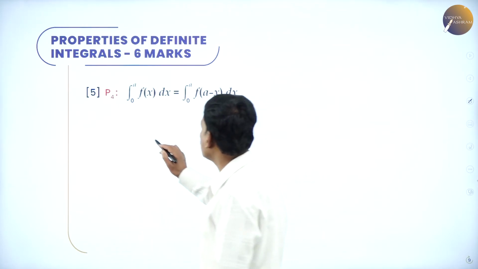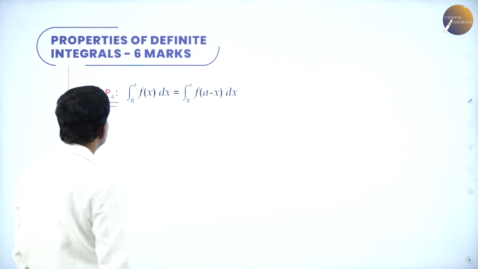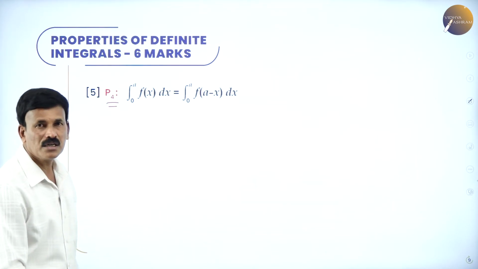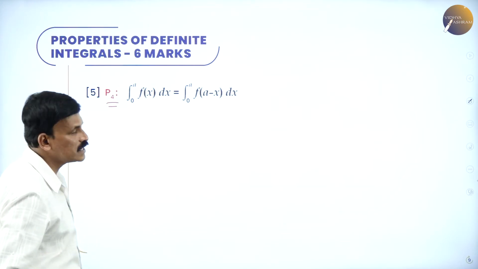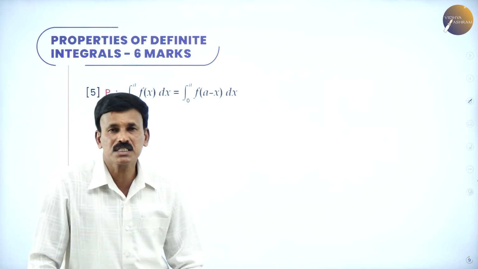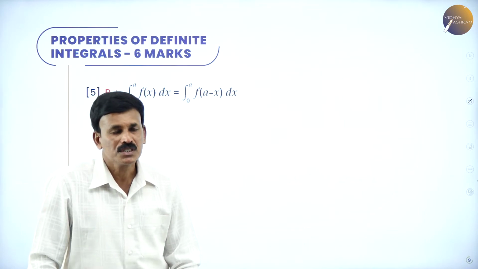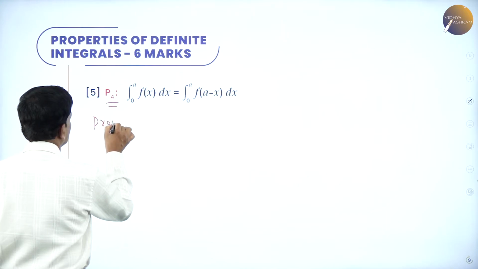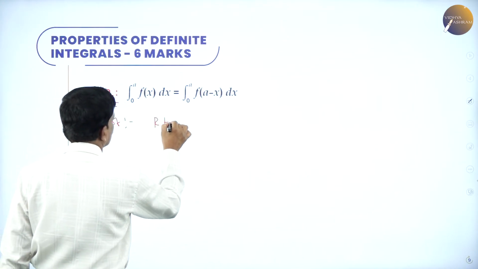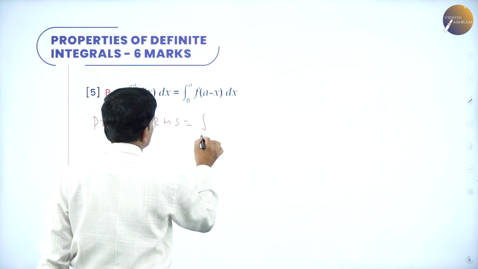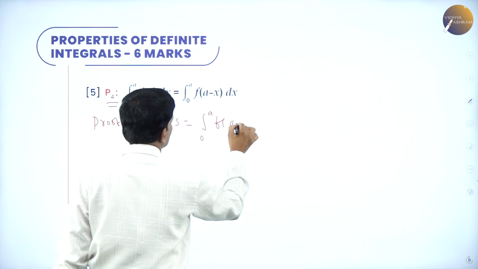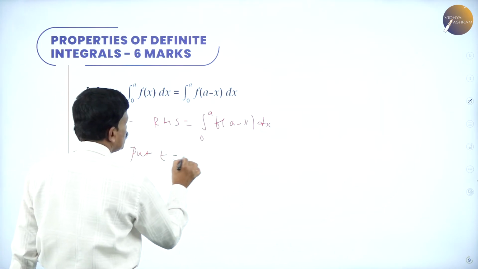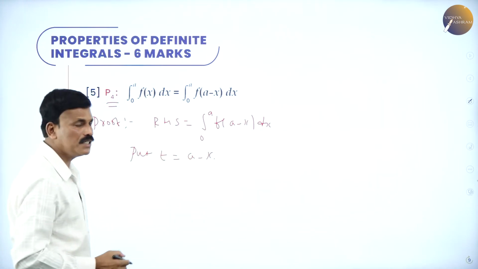Next property, property number 5, that is P4. Integral 0 to a f of x dx is also equal to integral 0 to a f of (a minus x) dx. This is same as the previous, a special case of the previous property. So you can start with the RHS. Let us do the proof. Let us take RHS. RHS is nothing but integral 0 to a f of (a minus x) dx. Now let us put t is equal to a minus x. Differentiate it.